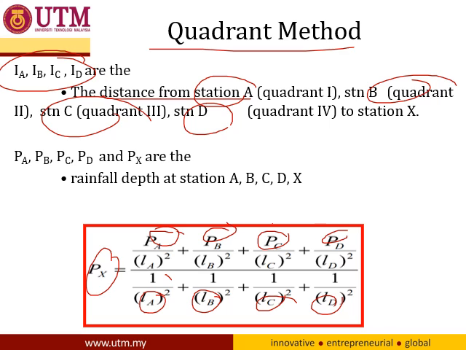P is the storm event, the same as the normal ratio method. We take the value of the rainfall during the storm event. So just use this formula, and that means you will use the quadrant method.